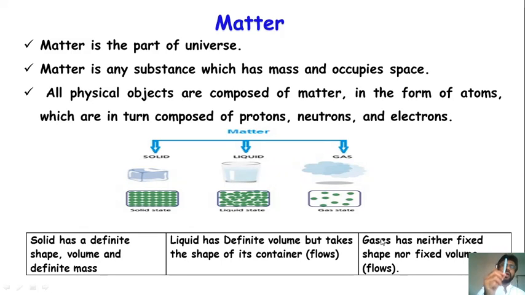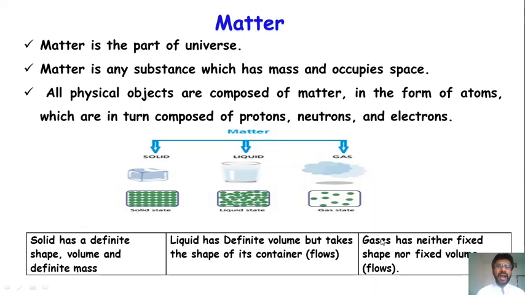Now take an example: this is a piece of chalk. The chalk is one kind of matter. This is a substance, it has mass, and it occupies some space in this universe. So all such physical objects are composed of matter in the form of atoms, which are in turn composed of protons, neutrons, and electrons.